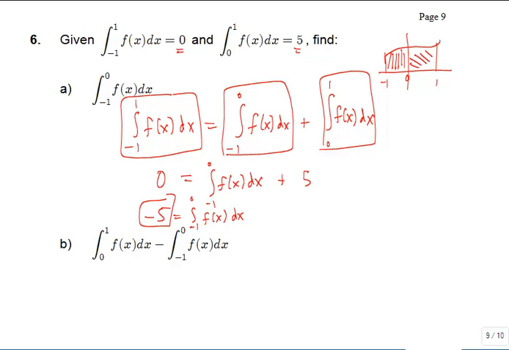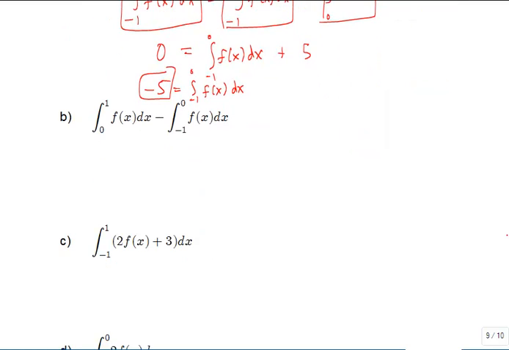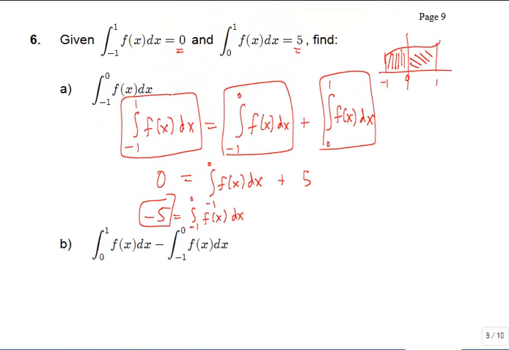Okay? All right, how about the integral from 0 to 1 of f of x dx minus the integral from -1 to 0 of f of x dx? Well, the integral from 0 to 1, they told me, was 5. So this is 5. And we want to subtract from that the integral from -1 to 0, which we just figured out was -5. So this is -5. So 5 minus a -5 becomes 10.